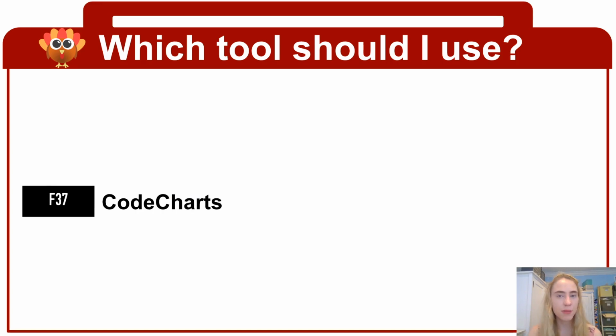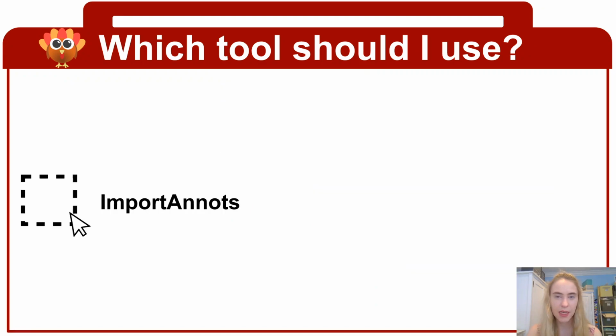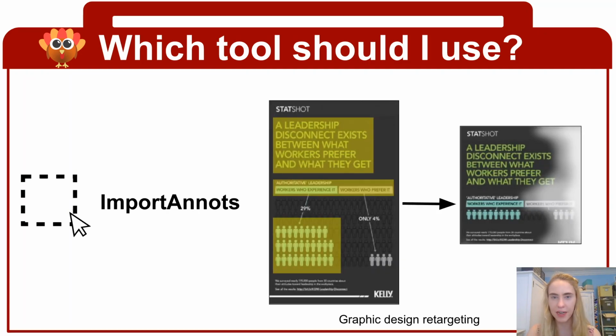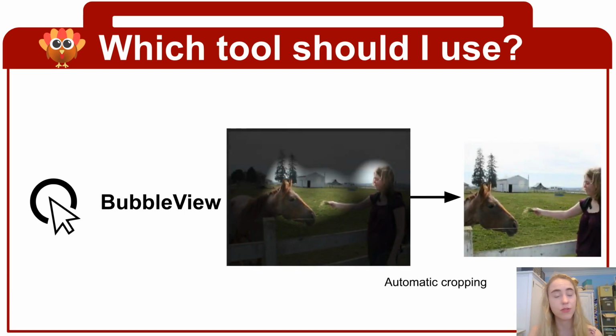While code charts can be expensive, it's a good approximation of eye tracking, especially at precise viewing durations, which makes it ideal for an application like gradual rendering. Importance produces clean segmentations, and it's really well suited for graphic design elements, which makes it ideal for graphic design retargeting. And while Bubble View can distort the stimuli in the viewing experience, it does approximate eye tracking well, and it's cheap, which makes it great for something like training a machine learning model to do automatic cropping.